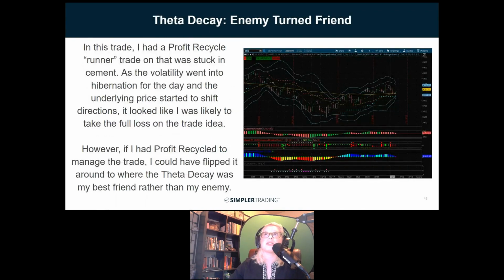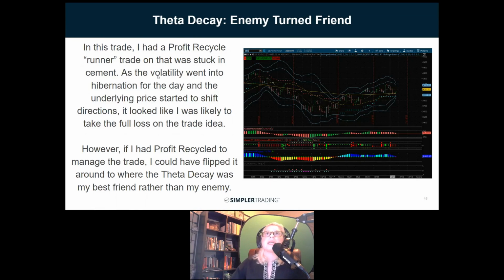And here's another one, right? In this trade on SPX, I had a profit recycle runner trade that was stuck in cement, right? The volatility ended up leaving me. Now, thankfully, as you guys saw with some of the other trade examples, I keep my risk really small. So if I didn't want to do anything, that's fine. I could easily have that risk be covered by one of my winners and still keep me net ahead.